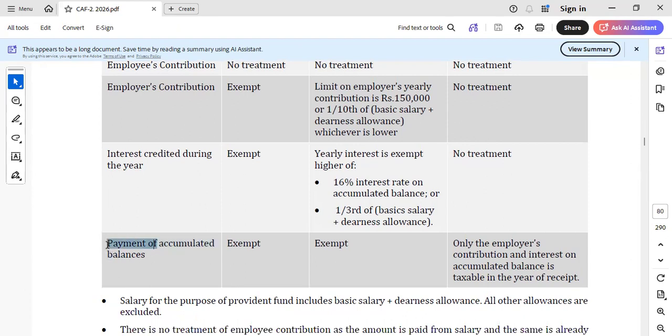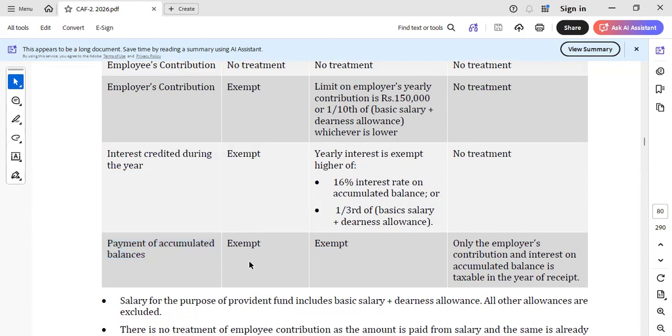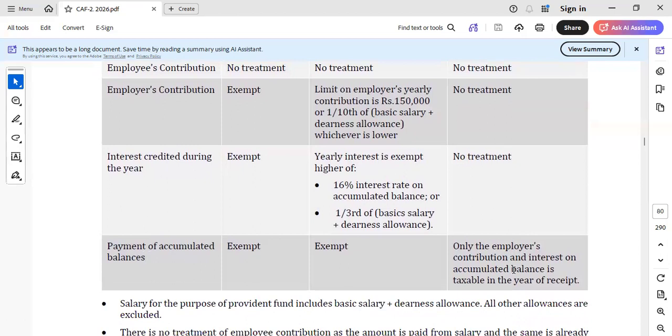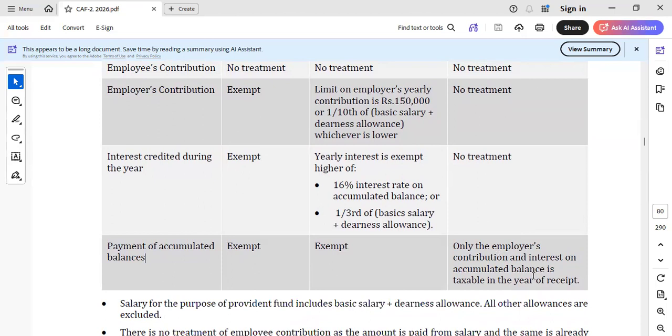Payment of accumulated balances. It means when a person is completing his term of service for 25 years and is getting retirement from a company, what will be the tax treatment on the accumulated balance he receives at that time? In the case of government provident fund it is exempt, and in the case of recognized it is also exempt, while where it is unrecognized there will be no exemption. Only the employer's contribution and the interest on accumulated balance is taxable in the year of receipt. So the employer's contribution in total, which has been provided by the company, by the employer, and the interest earned on that balance, the total balance will be taxed, and that would be taxable in the year of receipt.